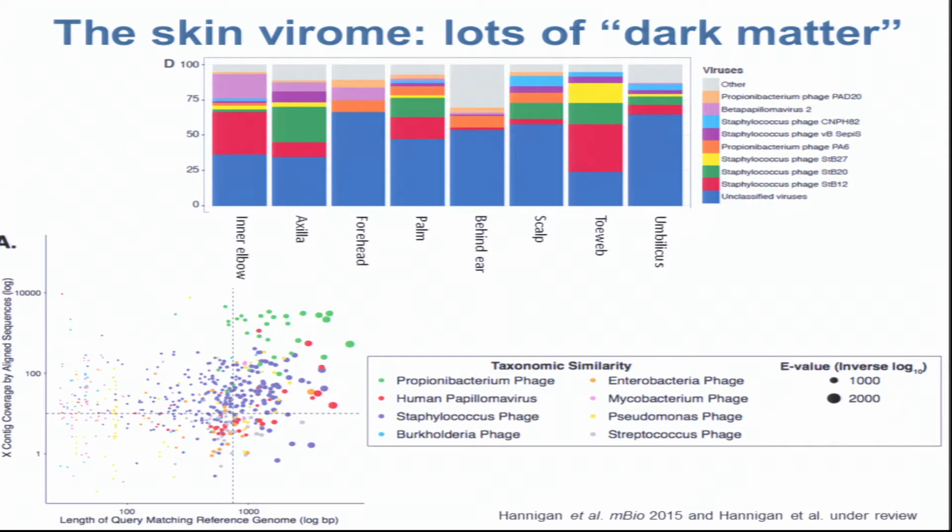And this big blue bar means it's unclassified, meaning that we just couldn't place a taxonomical tag to that particular sequence. Otherwise, the major viruses that come out are the phage, such as Propionibacterium phage, Staphylococcus phage, Streptococcus phage, and a lot of human papilloma viruses, which is a eukaryotic virus that's been associated with different cutaneous warts and even cancers.